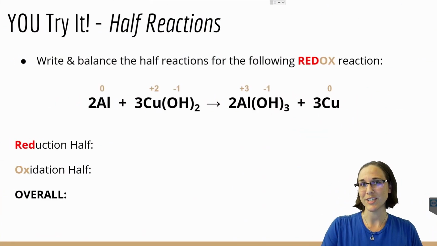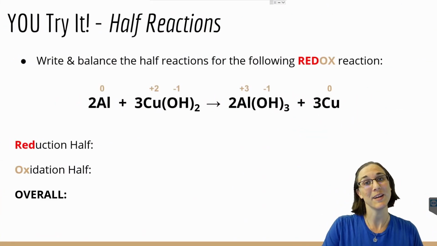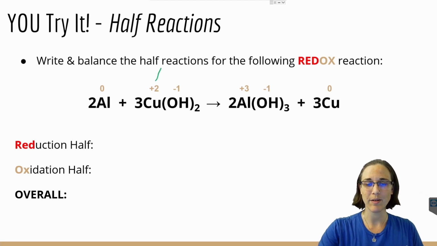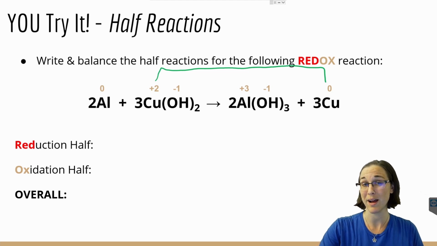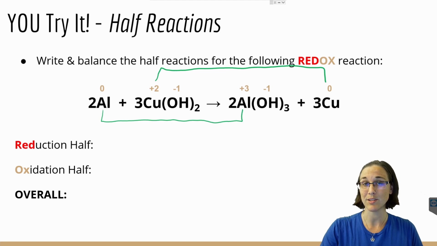If you wrote the charges above each of the chemical species respectively, you would have seen that copper went from a +2 charge to a 0 charge, so it must have gained electrons to go from something more positive to 0, and aluminum went from a 0 charge to a +3 charge, which means it must have lost electrons to become more positive. Now you may have noticed that there was this hydroxide as well.